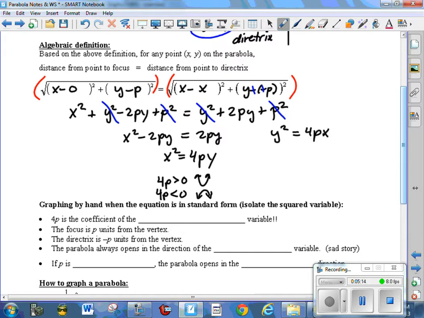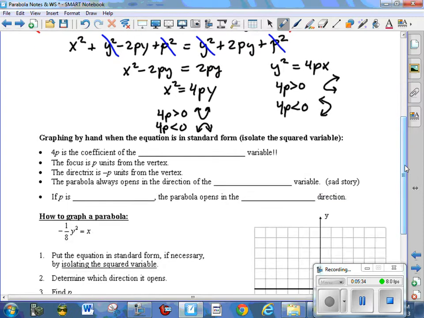And that is a situation where if 4p is greater than 0, it opens to the right. And if 4p is less than 0, it opens to the left. So the 4p just represents the coefficient of the unsquared variable. And that's actually our next blank. 4p is the coefficient of the unsquared variable. So when we put it into standard form for graphing, we always want to make sure that the coefficient is not in front of the squared variable, but in front of the unsquared variable.